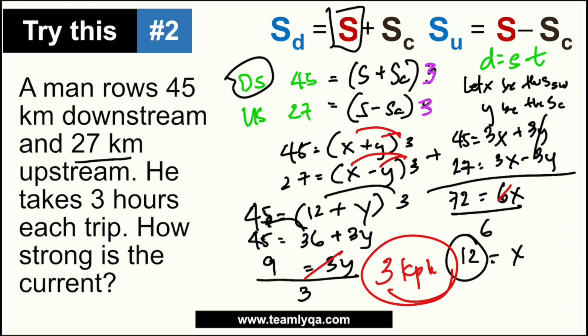Okay? Now, again, just to check, kung moving siya downstream, ang regular speed niya ay 12 plus yung speed ng current is 15. 15 times 3 is 45. Tama tayo doon. Kung upstream naman, we have yung regular speed niya which is 12 minus yung 3, which is yung speed ng current. That would be 9 times 3, 27. Tama rin tayo doon. So, the answer indeed ay 3 kilometers per hour.